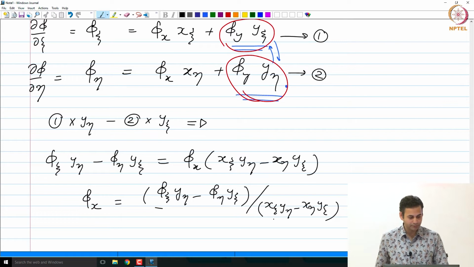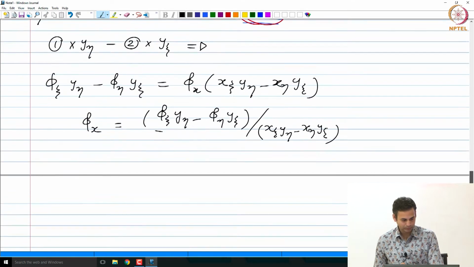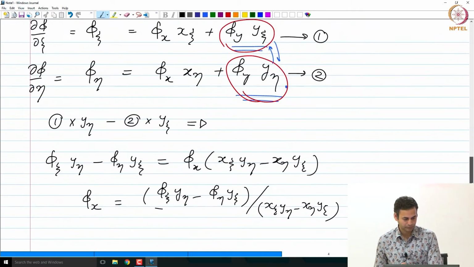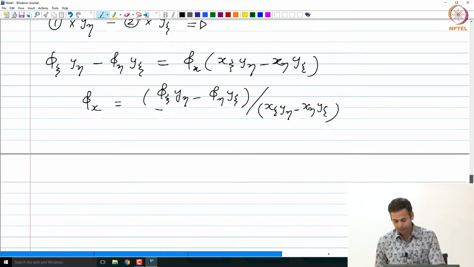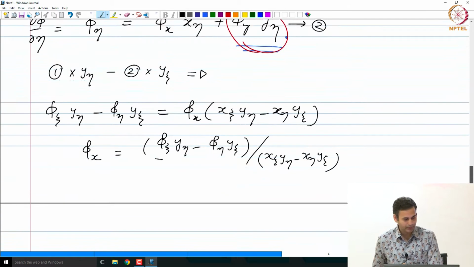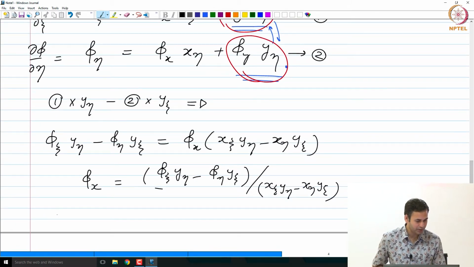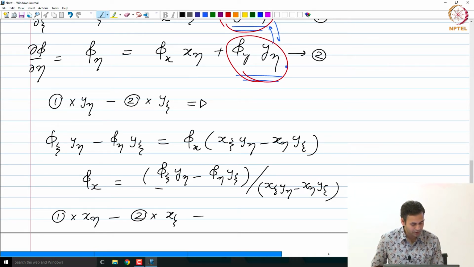Now similarly, can we find an expression for phi y in terms of the local derivatives? To calculate phi y, what should I do? I should multiply the first equation with x eta and the second equation with x xi, and then subtract. So I would write first equation times x eta minus second equation times x xi.